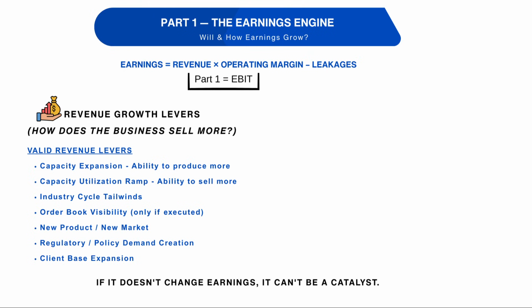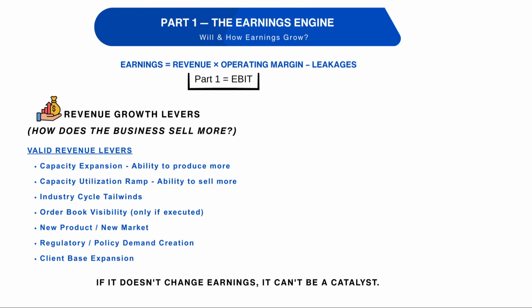The next is new product and new market. For example, a company supplying industrial motors enters into EV components. Here revenue growth comes from a new addressable market, not just a higher share in the old one. The next is regulatory or policy driven demand. Sometimes revenue grows because policy forces it. So government mandates, PLI schemes, or import bans create artificial demand for a short period of time. And the last one is client base, right?